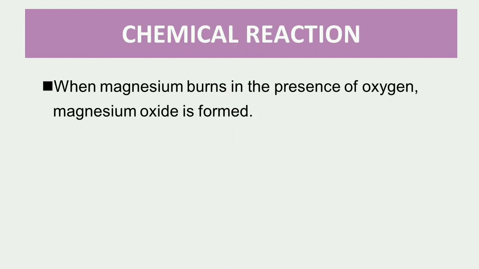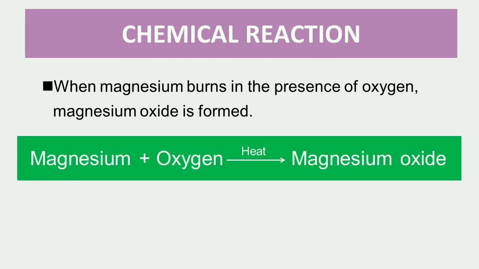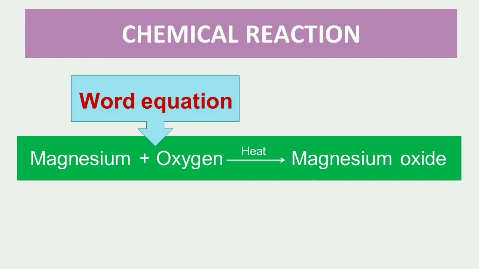When magnesium burns in the presence of oxygen, then magnesium oxide is formed. It also represents a chemical reaction. We can also write this reaction as shown here. Here, the reactants and products are separated by an arrow pointing towards products. When any reaction is written by using this method, it is called a word equation.